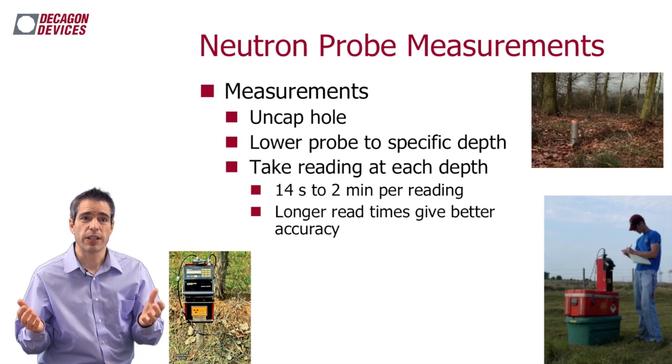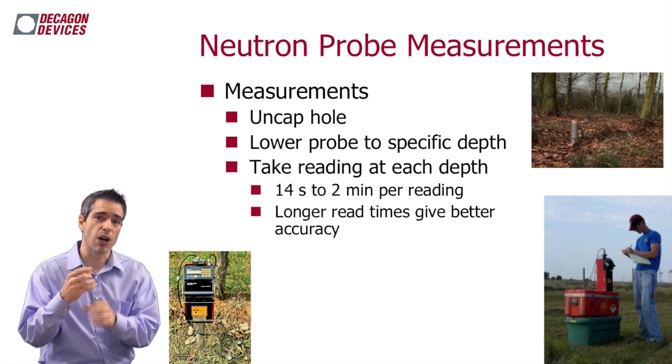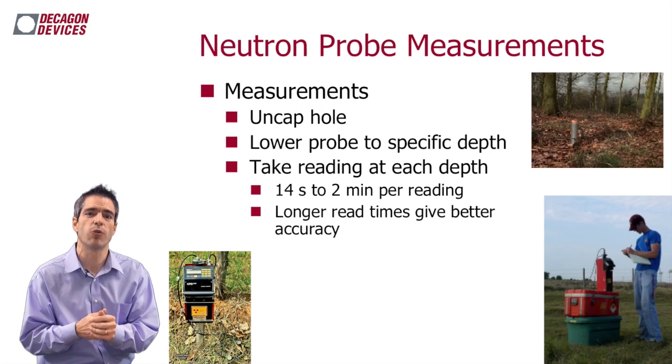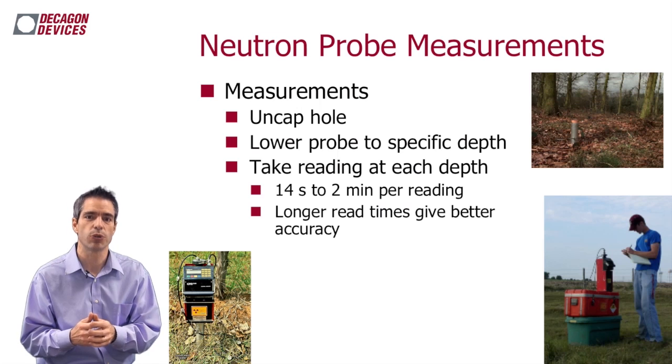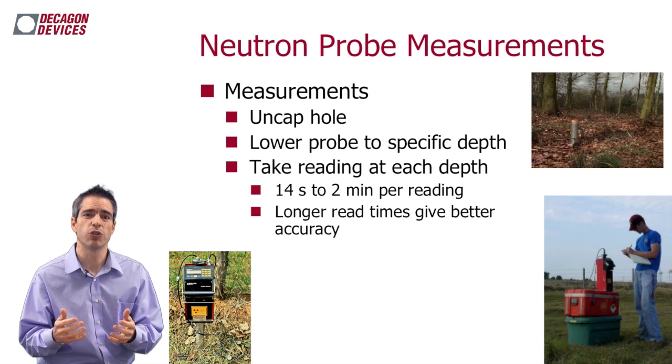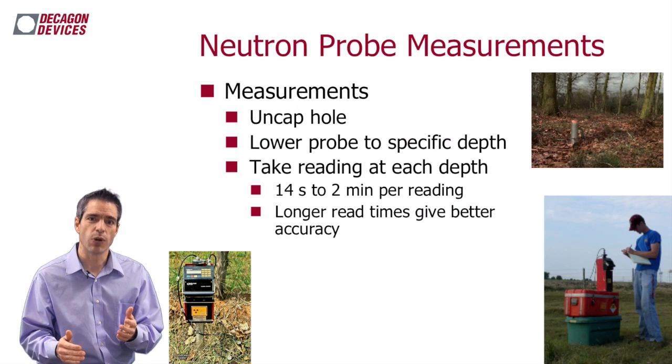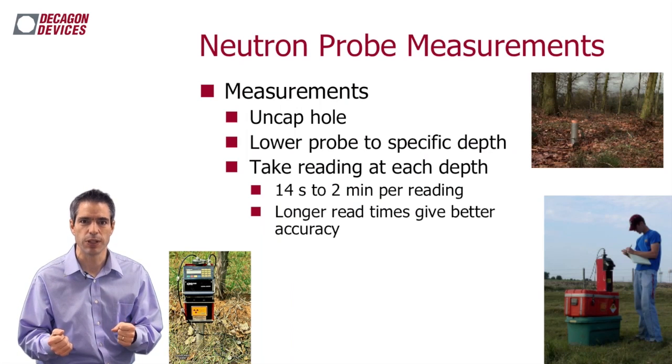So how did they actually make the measurements? Well, after you install this sleeve into the soil where you're going to put your neutron probe into the ground, you're going to go back to that sleeve, you're going to uncap it. You have to cap those things to make sure they don't fill with water. You lower your neutron probe to each depth that you want to make a measurement, and then each measurement takes between 14 seconds and 2 minutes to make.